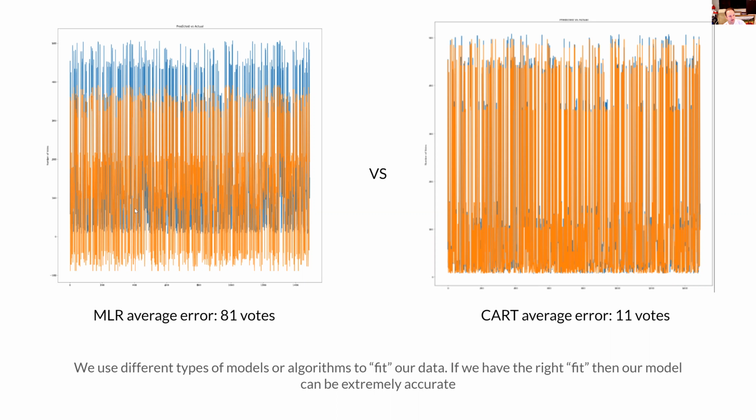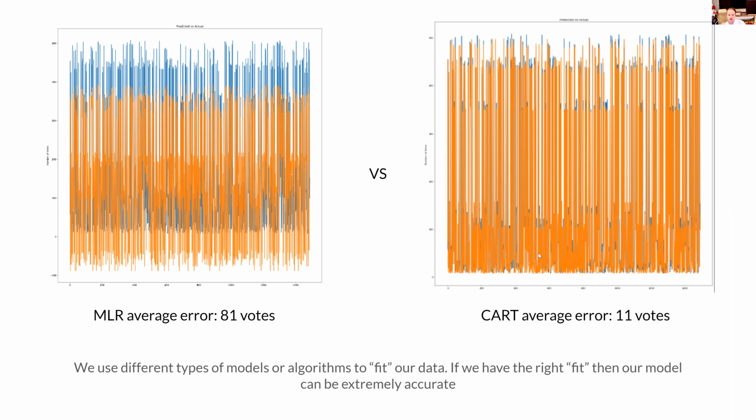You might say there's some bias here, because it always appears to be around 80 lower than it should be. Over here we have CART, which is a decision tree model, and it was able to model the actual data a lot better. You can see the orange is a lot closer to the blue, and it doesn't ever go below 0, which is really nice. Its average error is only 11 votes.